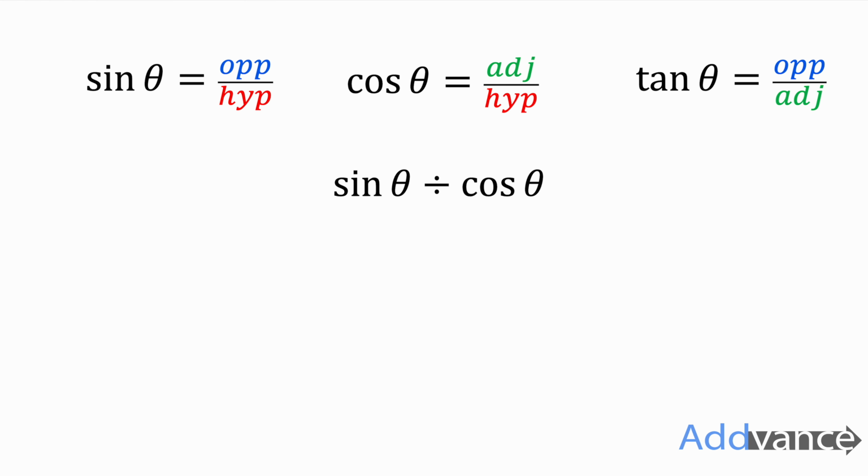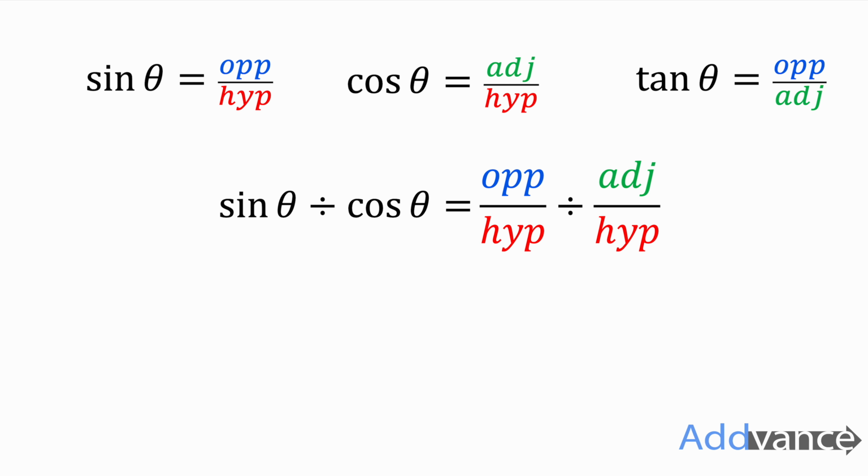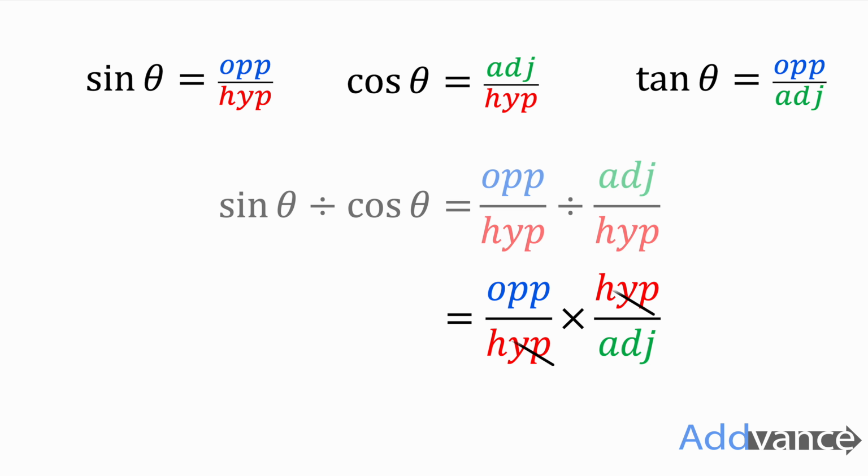Now we've got another one to show you. We've got sine theta is op over hype, cos is adj over hype, and tan is op over adj. And we're interested to know what sine theta divided by cos theta is. Well, this is op over hype divided by adj over hype. And if we keep change flip here, that's how we divide fractions, we get this. And the hype cancel. We've got op over adj, which is the same as tan.